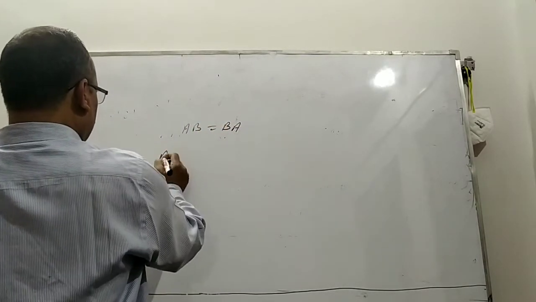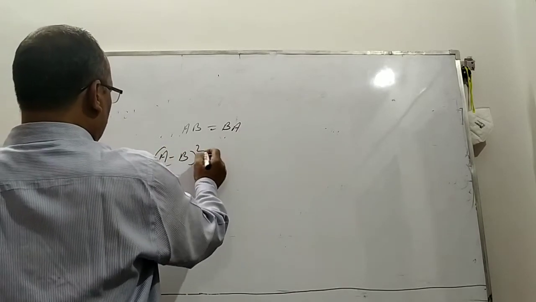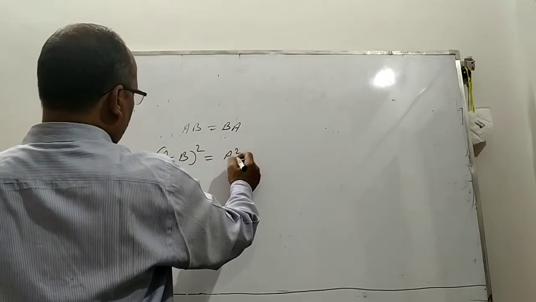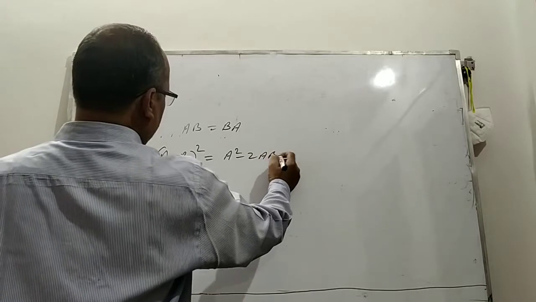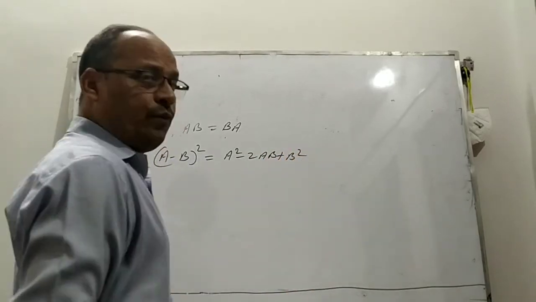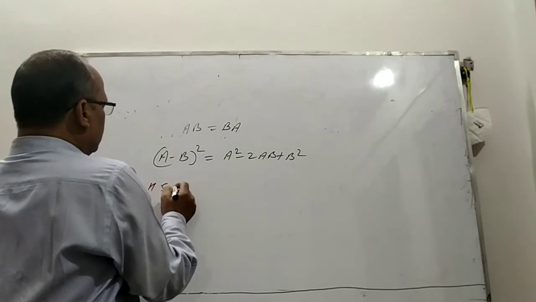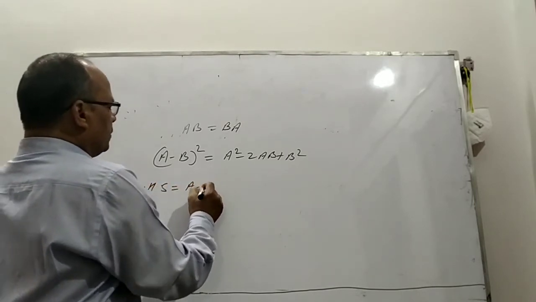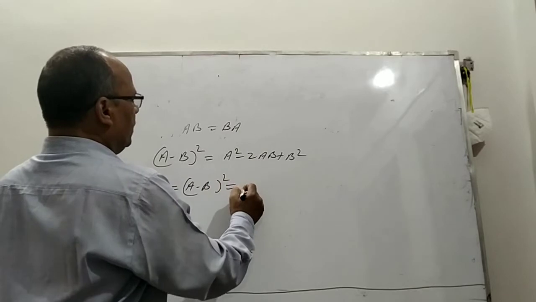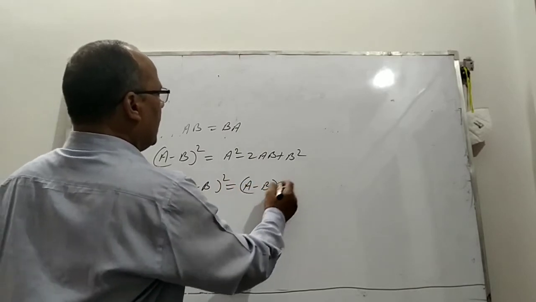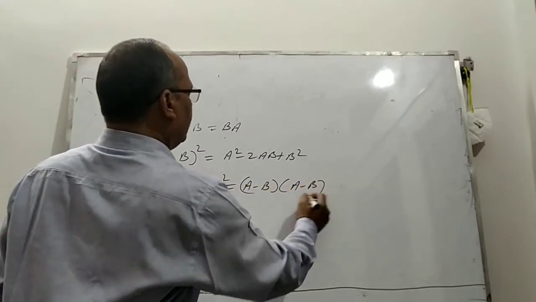Then you prove that (A minus B) whole square equals A square minus 2AB plus B square. How can you prove this? You will see. So left hand side equals (A minus B) whole square, which will be (A minus B) and (A minus B).